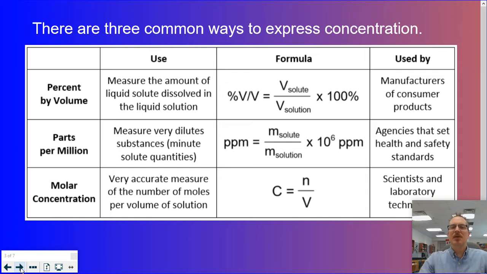Just a review again from yesterday. We're using percent by volume when we're dissolving a liquid in a liquid, like in possibly alcohol concentration. We're looking at parts per million for very tiny, minute amounts, like how much asbestos or mercury is dissolved in something. And today we're going to look at the one that we use most often, the one that scientists would use in the lab, which would be moles per volume.